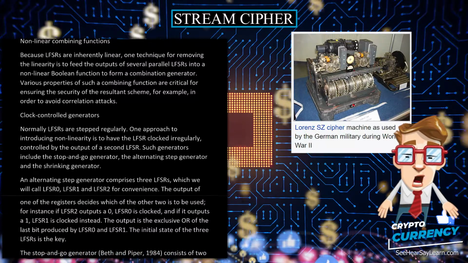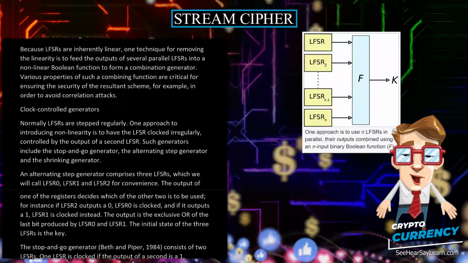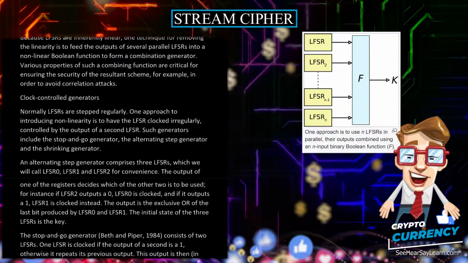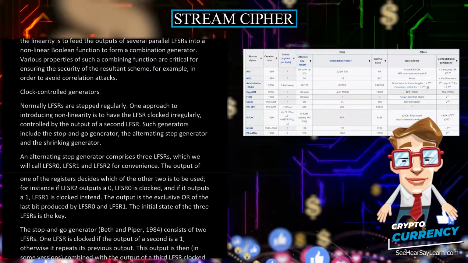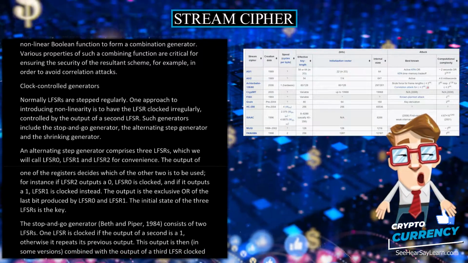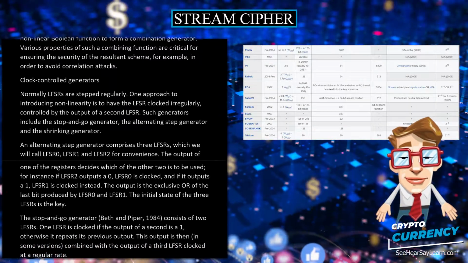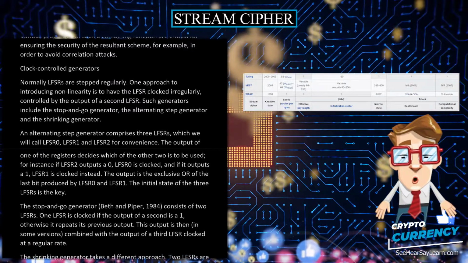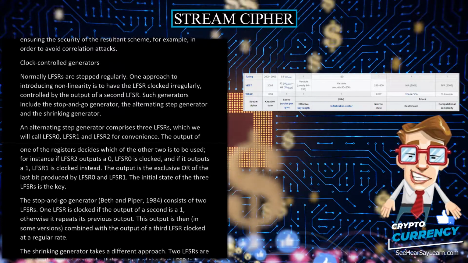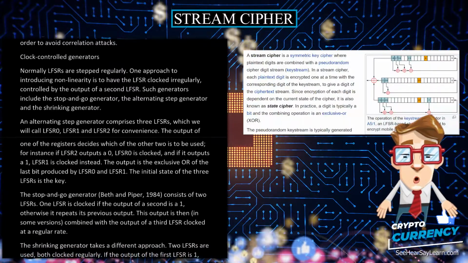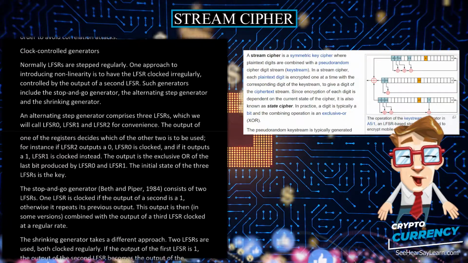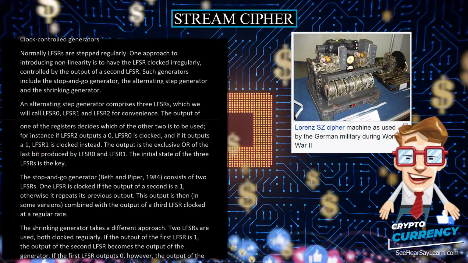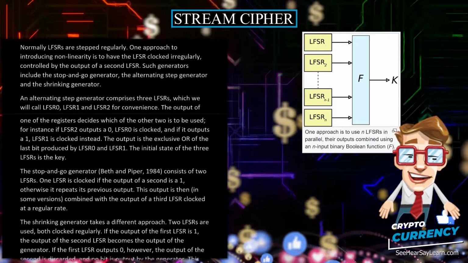An alternating step generator comprises three LFSRs, which we will call LFSR0, LFSR1 and LFSR2 for convenience. The output of one of the registers decides which of the other two is to be used. For instance, if LFSR2 outputs a 0, LFSR0 is clocked, and if it outputs a 1, LFSR1 is clocked instead. The output is the exclusive OR of the last bit produced by LFSR0 and LFSR1. The initial state of the three LFSRs is the key.